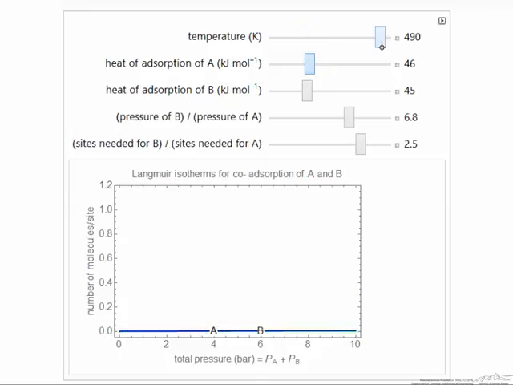I can raise the temperature and the coverage goes to 0. I have essentially desorbed everything. The desorption rate is so much higher than the rate of adsorption.